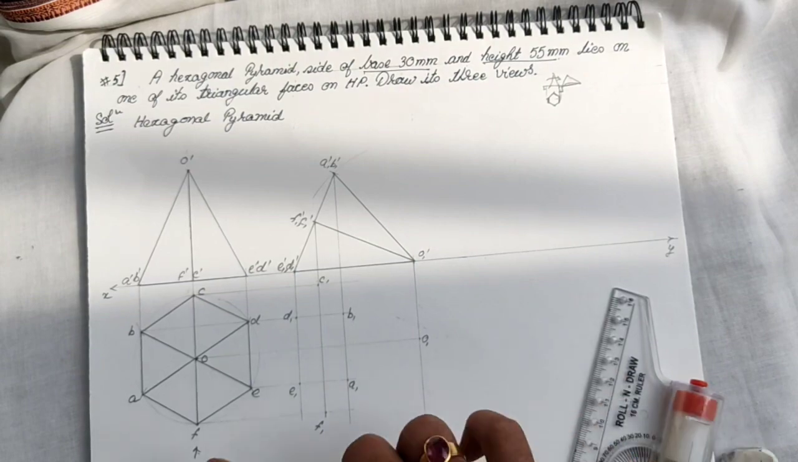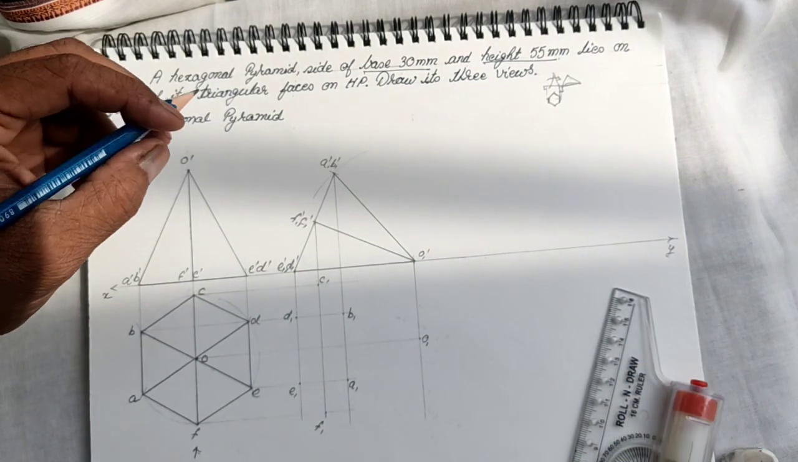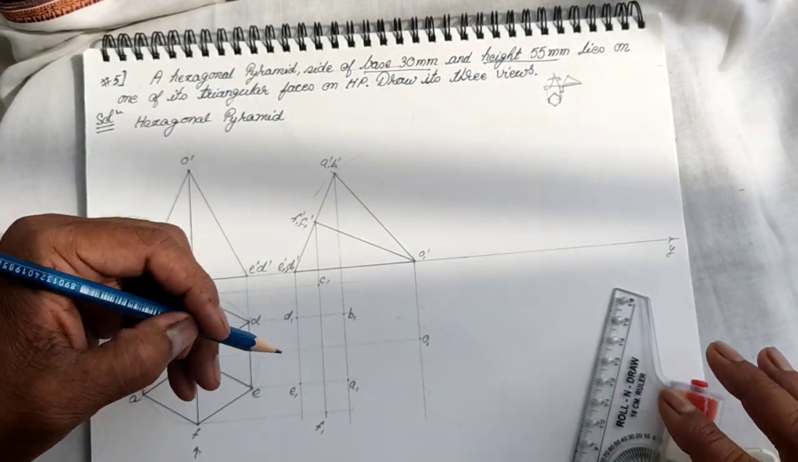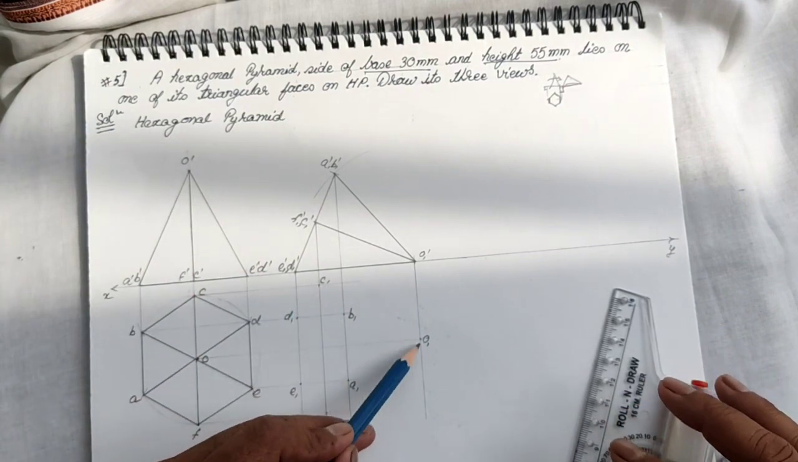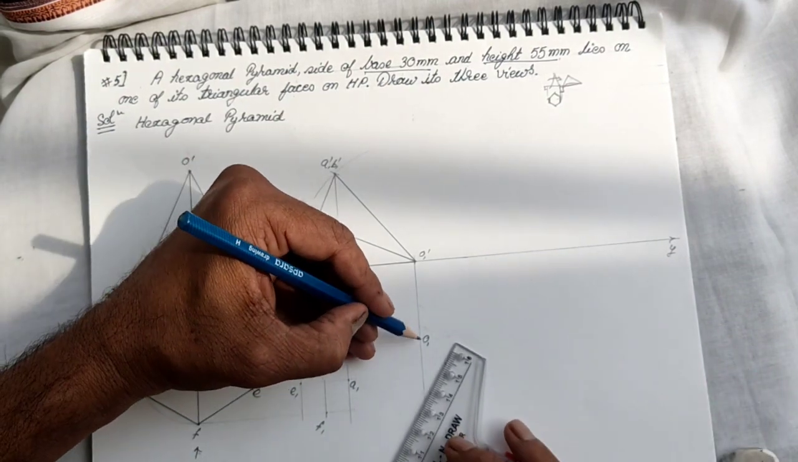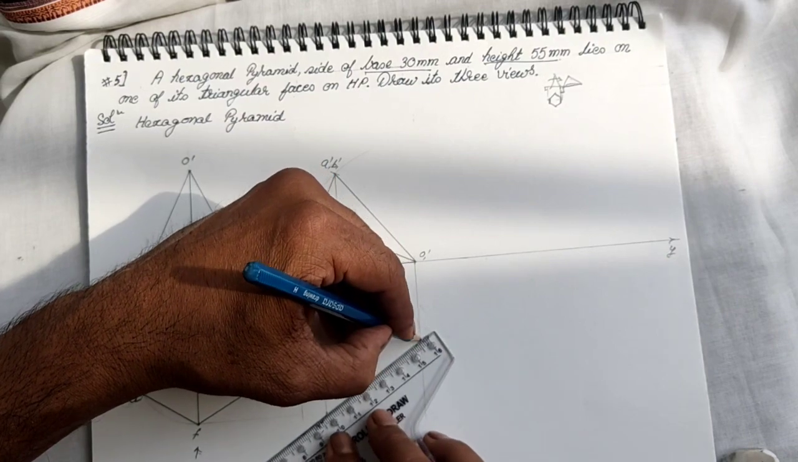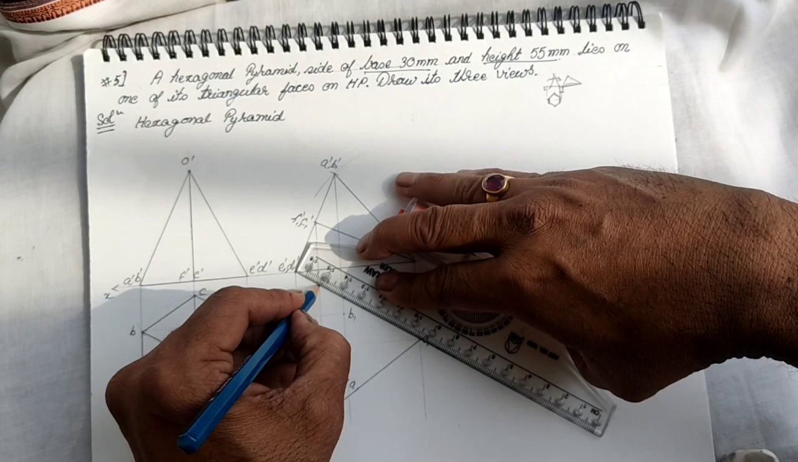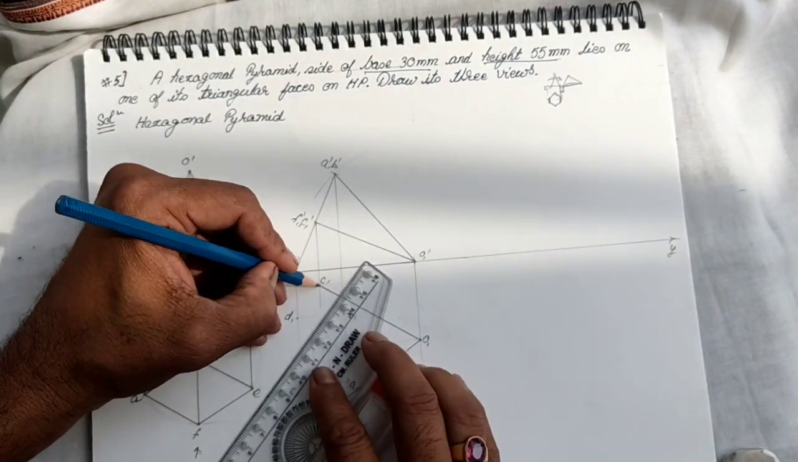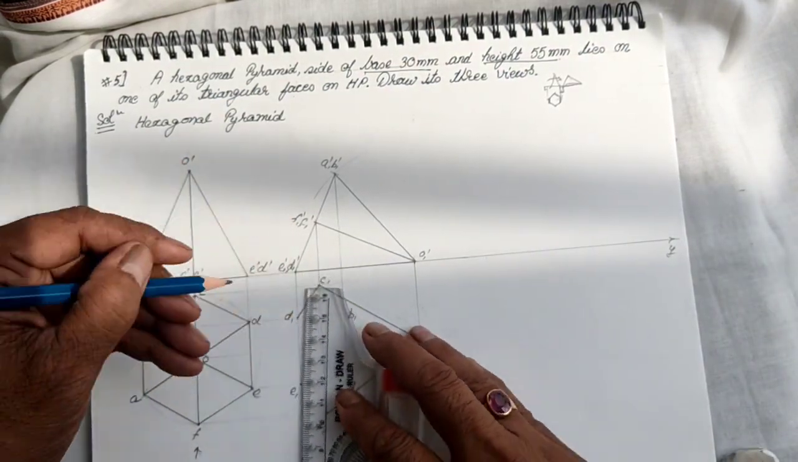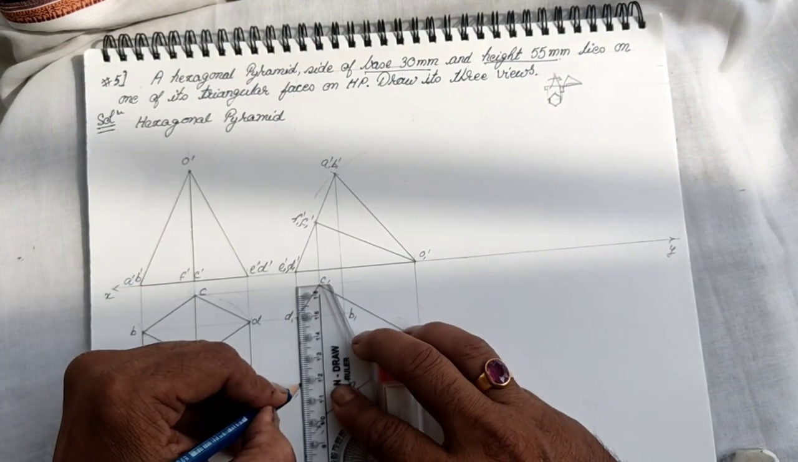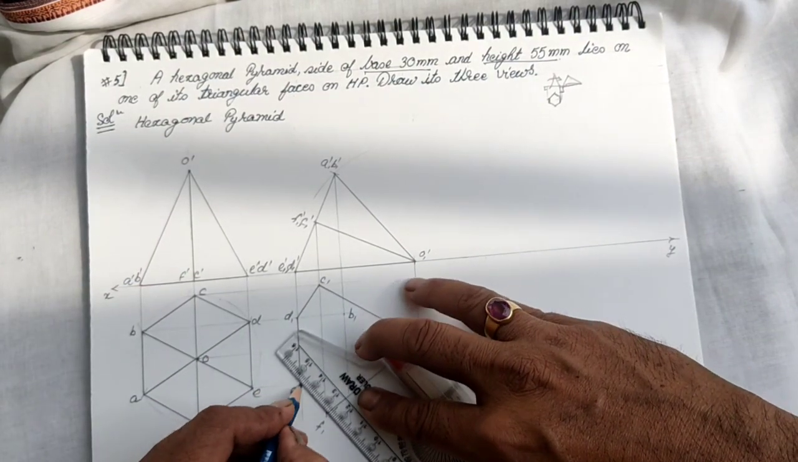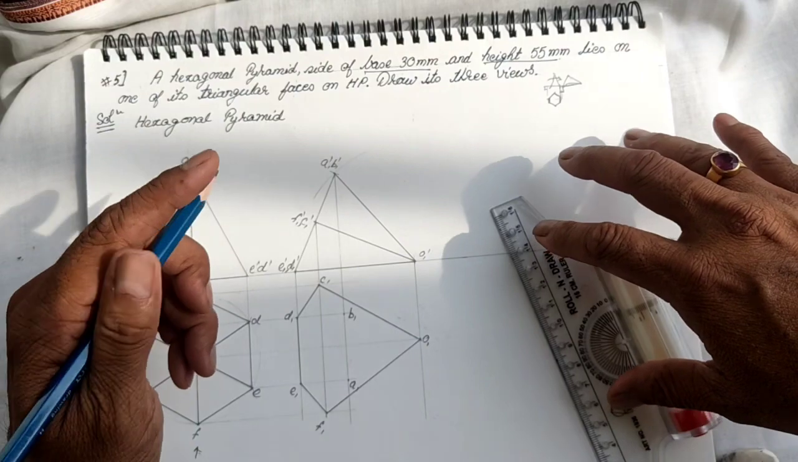Then the first step to get the view or the projection will be joining all the peripheral points by solid lines. So we join all the peripheral points with the help of solid lines. So this will always be the first step whenever we are going for projection of solid, joining all the peripheral points. Second step is to draw the base.